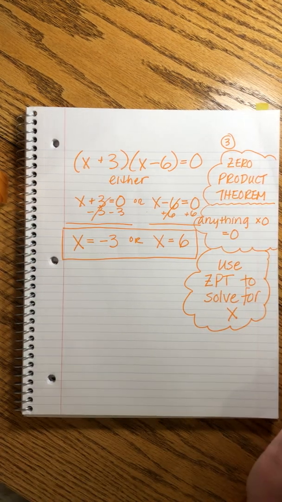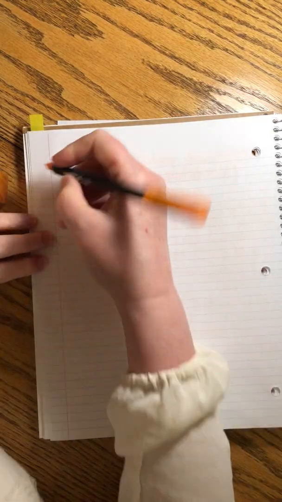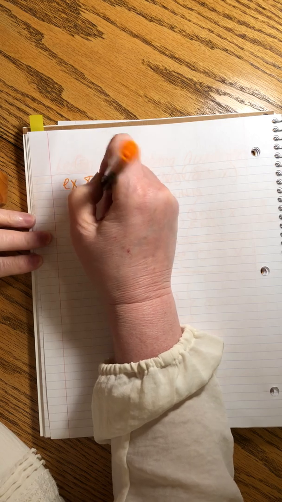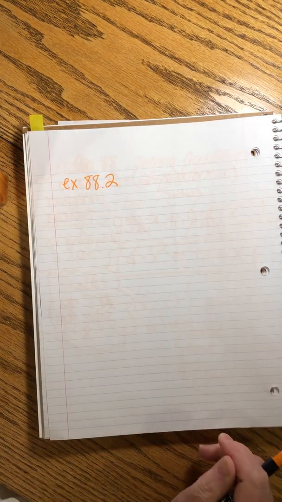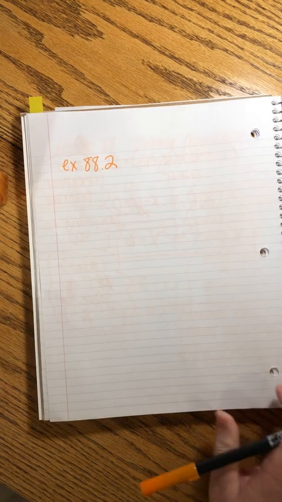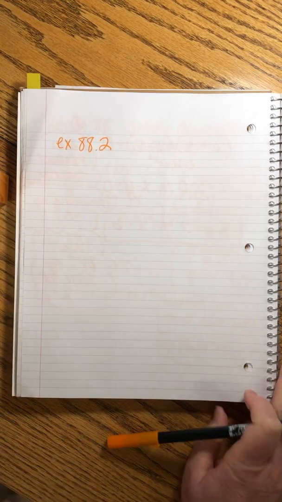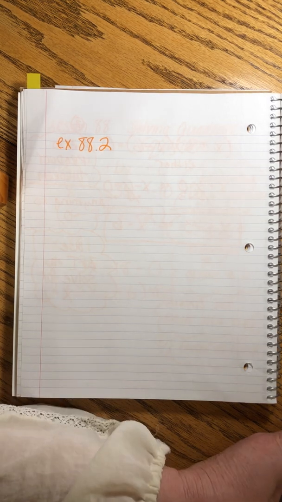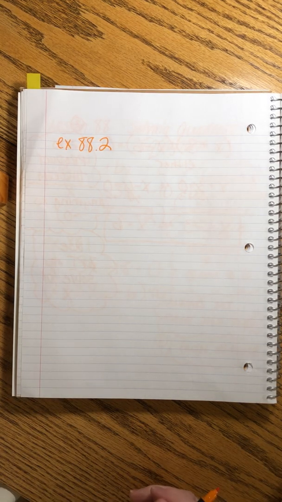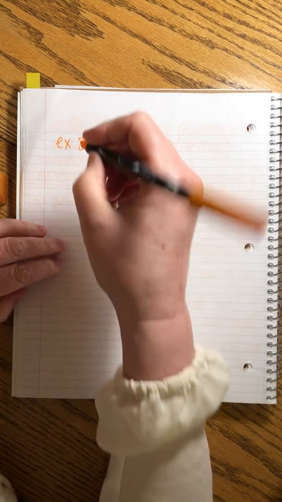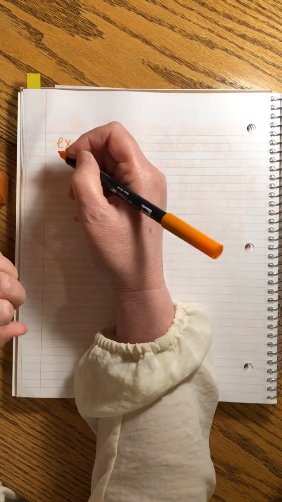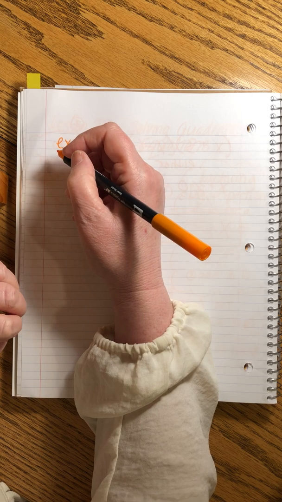Okay, let's do another one so you can get the hang of it a little bit more. Example 88.2. Let's see how many there are. 1, 2, 3, 4. Oh, John's feeling frisky. He gave us 4. Okay, 88.2. Let's see how John gives us this one. This one's slightly different. John put them in this order for a reason. These are slightly different rules.